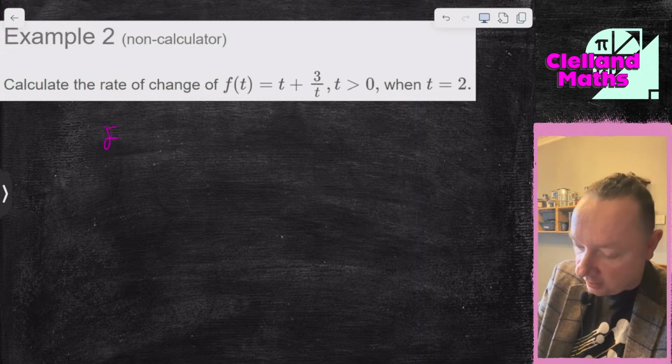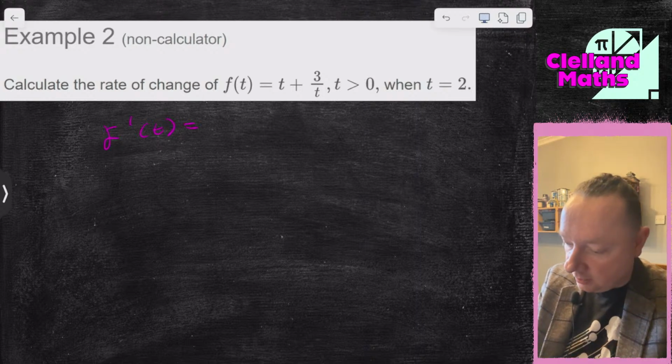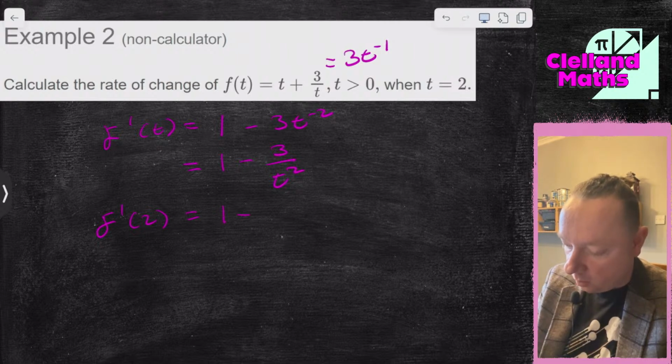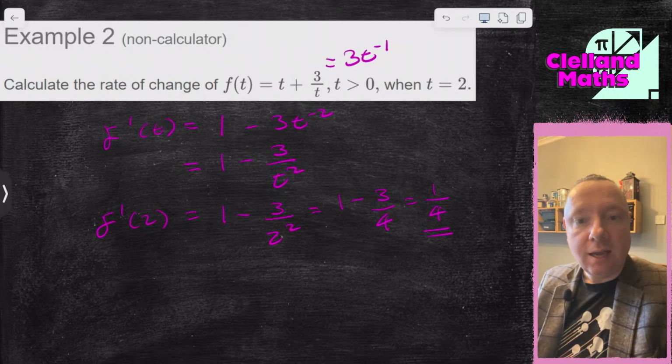So if I can understand that, I know that I'm doing f dash t this time. Doesn't matter whether it's a t or an x, who cares? T differentiates to 1. Now, I need to get that ready, which I should have done. 3t to the minus 1. So take 1 down, minus 3, t to the minus 2. And I'll assume this is non-calculator, so that's 3 over t squared. So I want to do when t is 2, so f dash 2 will be the rate of change, 1 minus 3 over 2 squared, 1 minus 3 over 4, 1 minus 3 quarters is 1 quarter, so the rate of change is a quarter, and we're done there.